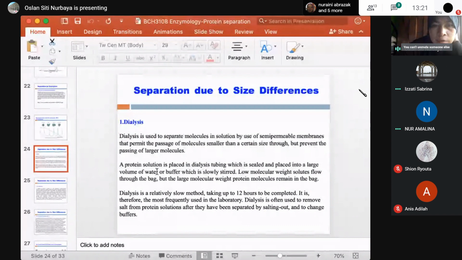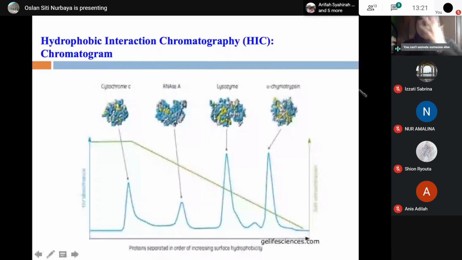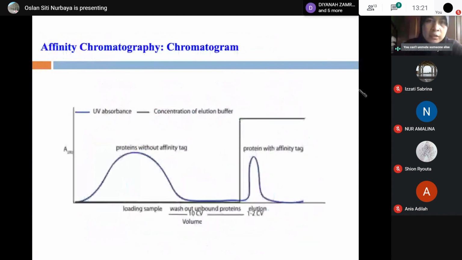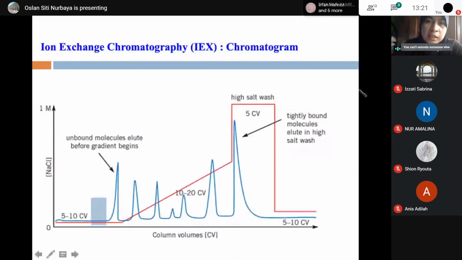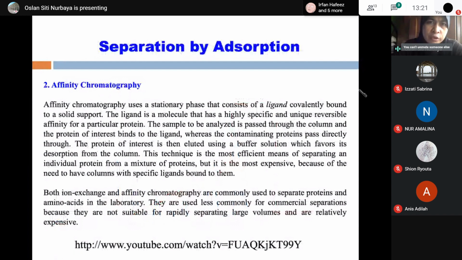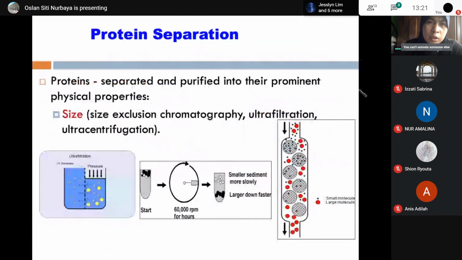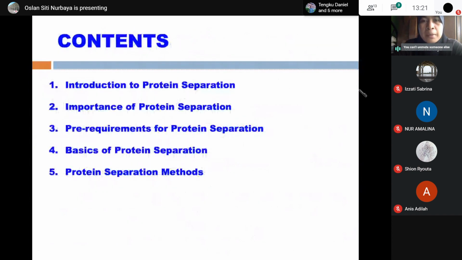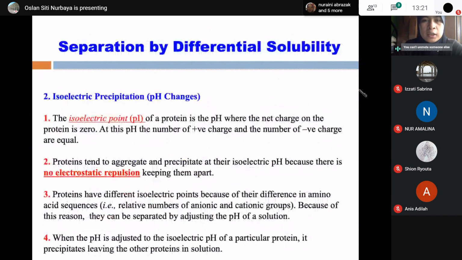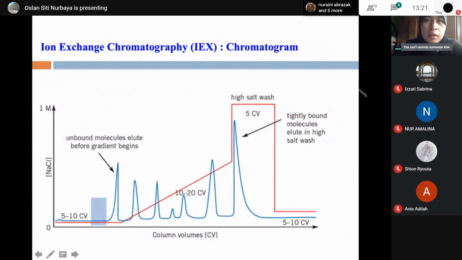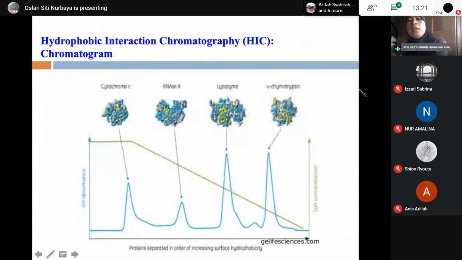Okay, so for example, you have used this HIC. It's applicable to any of them, even IEX, HIC, and gel filtration. We don't have the gel filtration here, but there are multiple peaks. For this IEX and HIC, you obviously have different peaks: 1, 2, 3, 4, even 5.